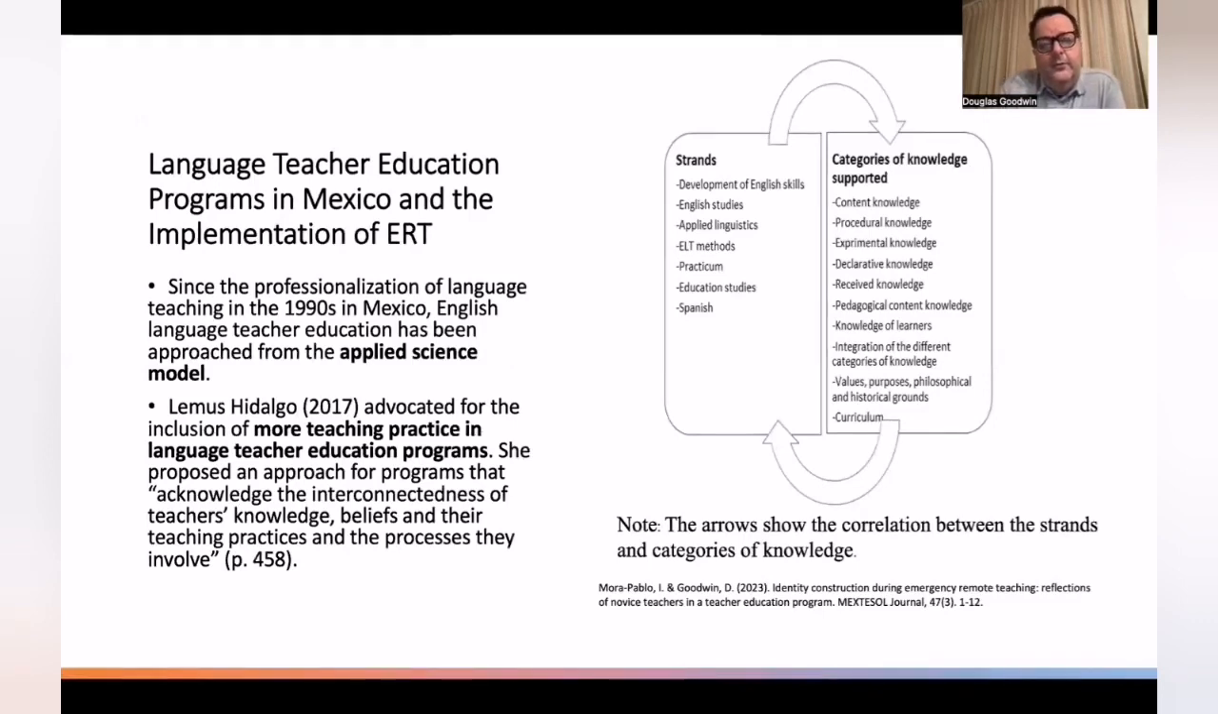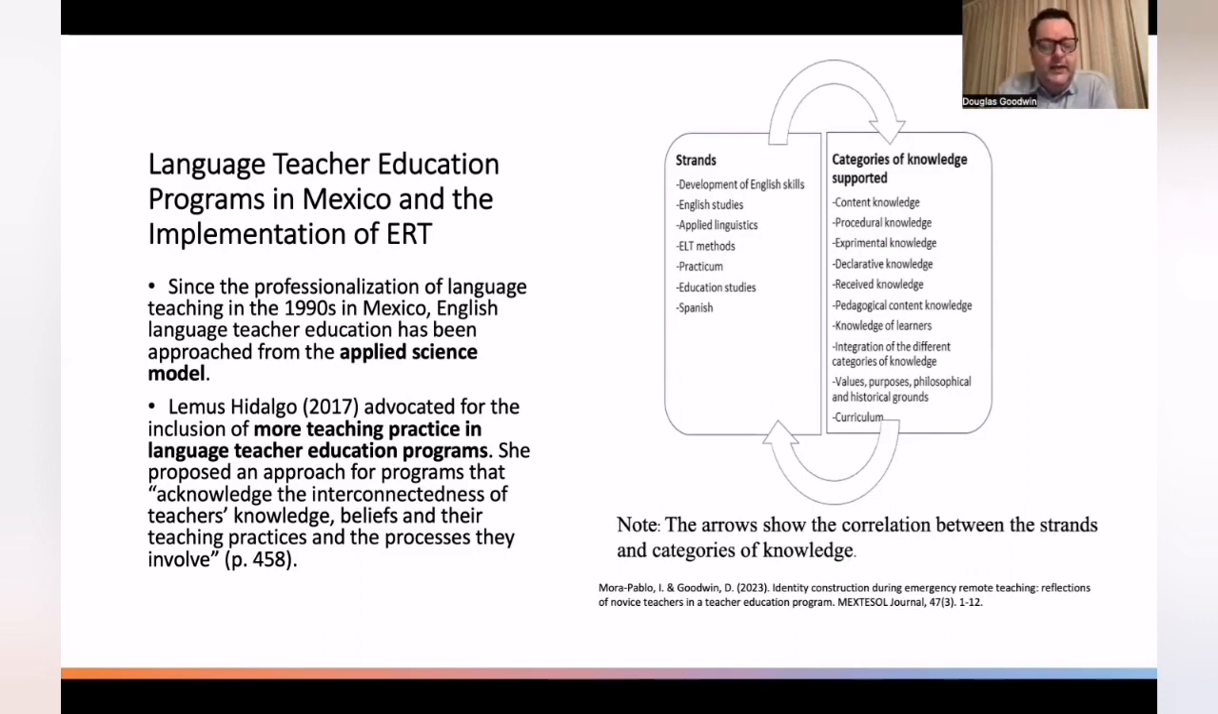In Mexico, there are currently about 50 language teaching education programs, and most of them started in the 90s, or I should say the initial one started in the 90s. And the approach that they were using in general terms was more of the applied science model.